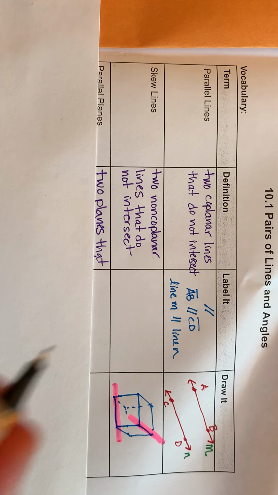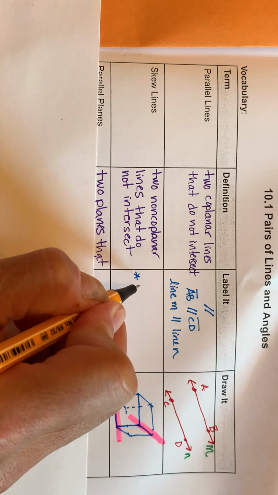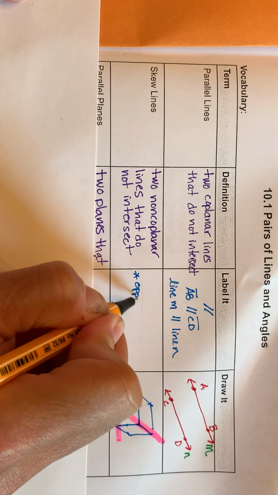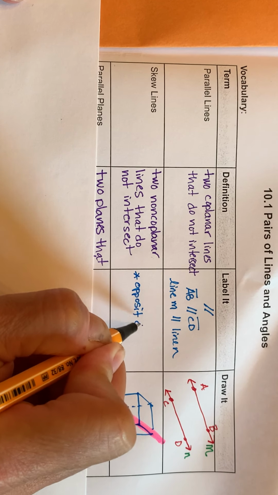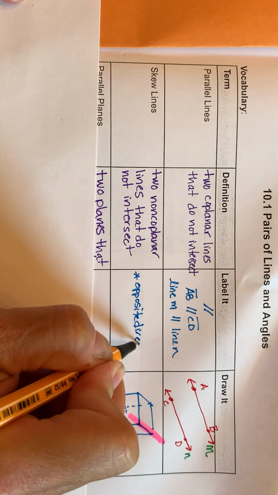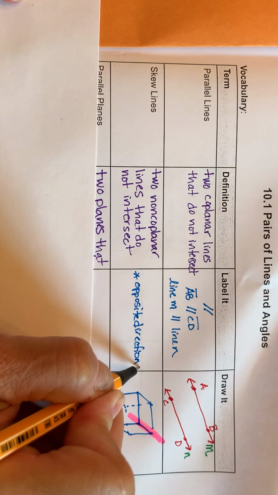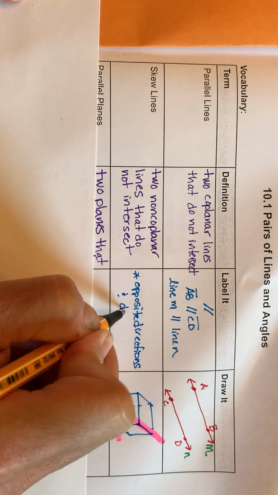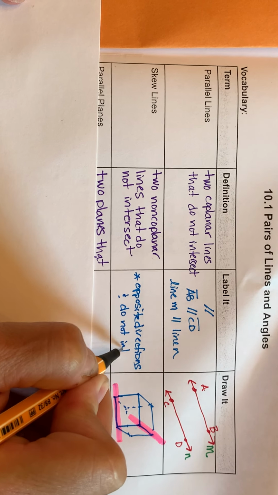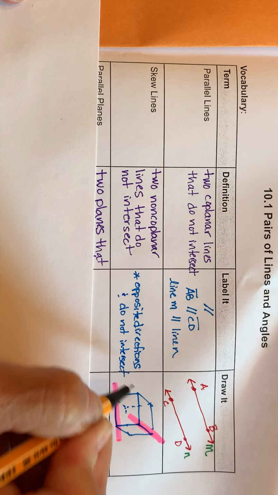That's what you need to try to remember: skew lines are different because they are going in opposite directions and do not intersect. So that's the difference between the two.